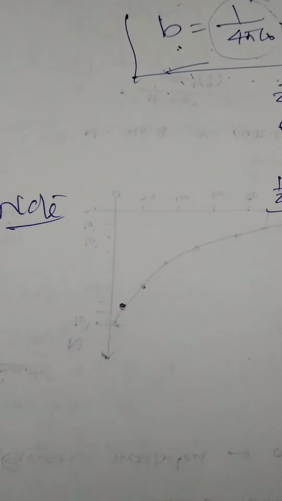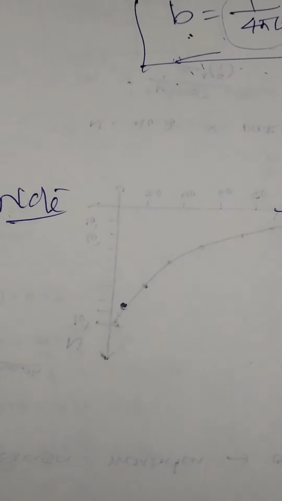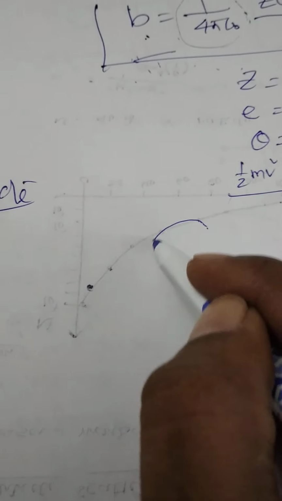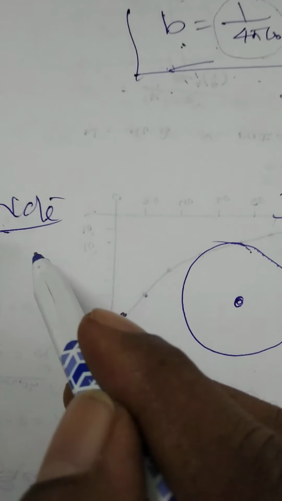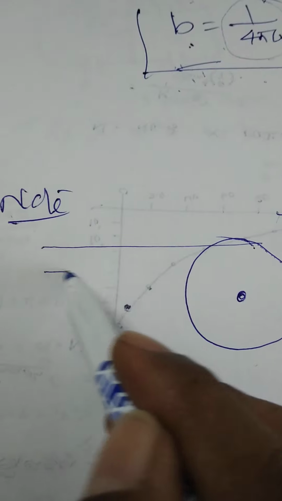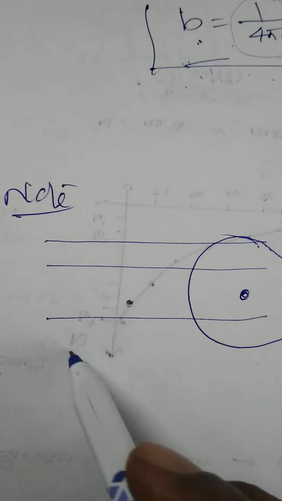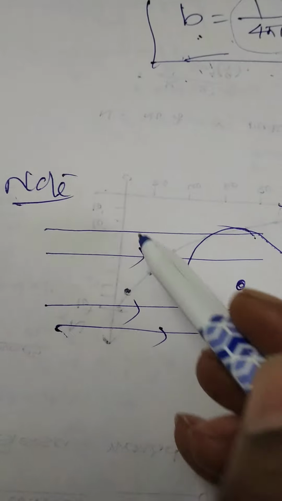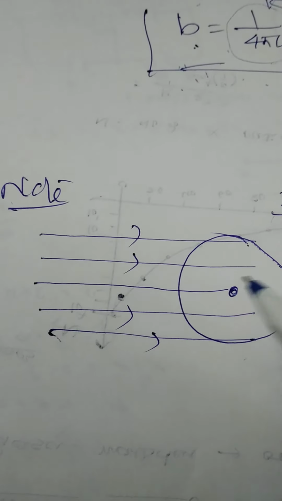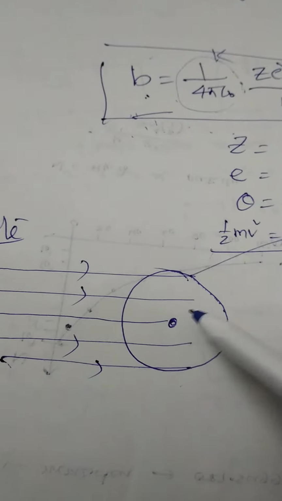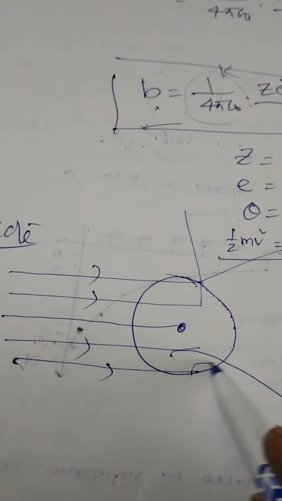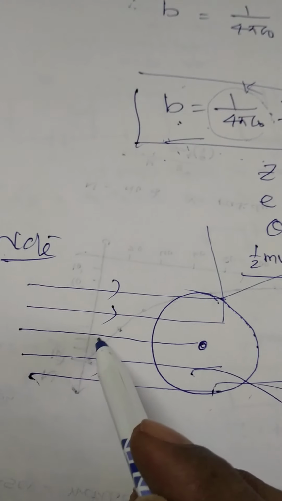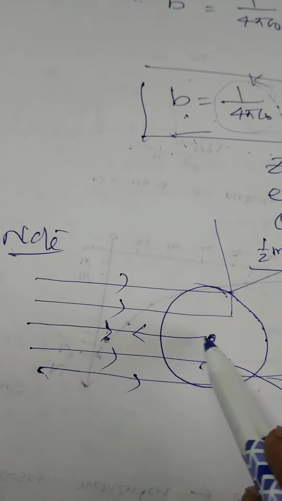Suppose in case of alpha ray scattering, this is the nucleus, the center of the nucleus. A number of alpha particles are striking on the nucleus, and this is the direct approach. Different particles will be scattered in different directions. Only a few particles will be scattered at an angle of 180 degrees.